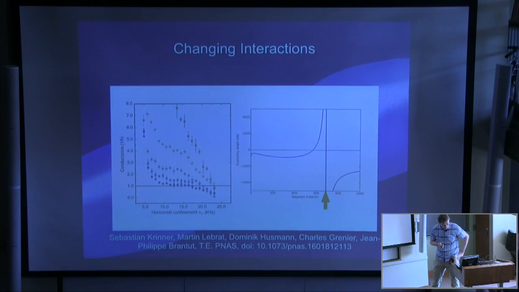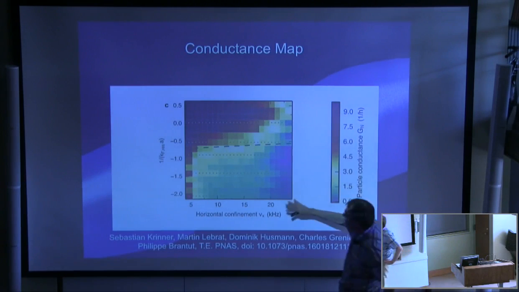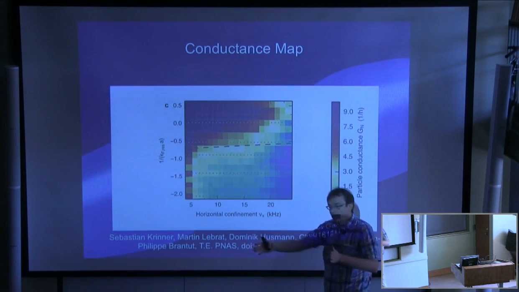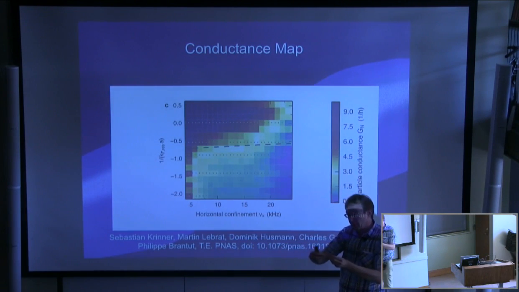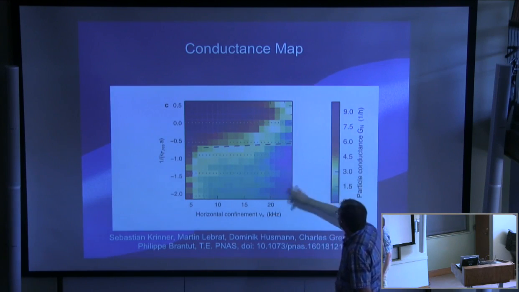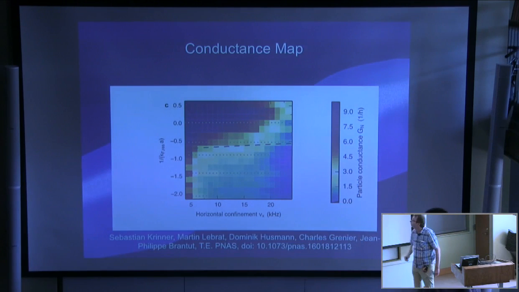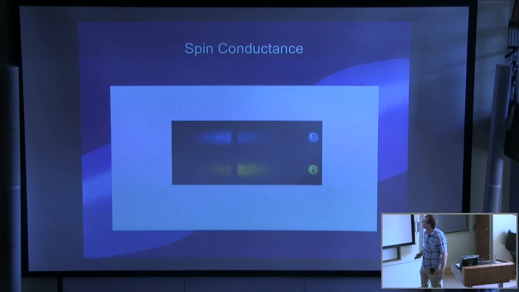Okay, so then we can make a whole conductance map as a function of horizontal confinement, like a split gate structure. Well, that's just the same data, or a bit more data, in a map. This is a linear conductance?